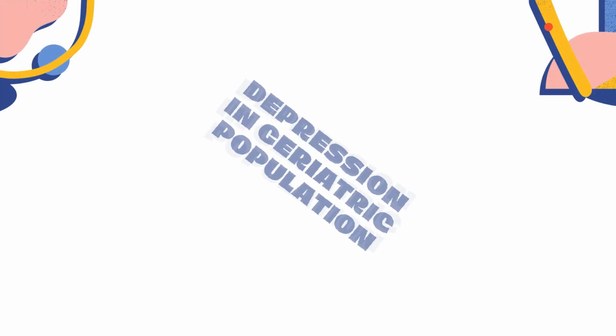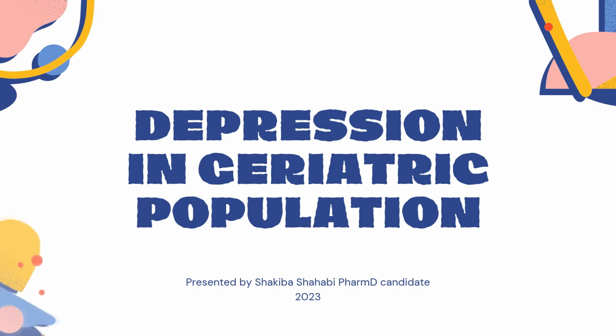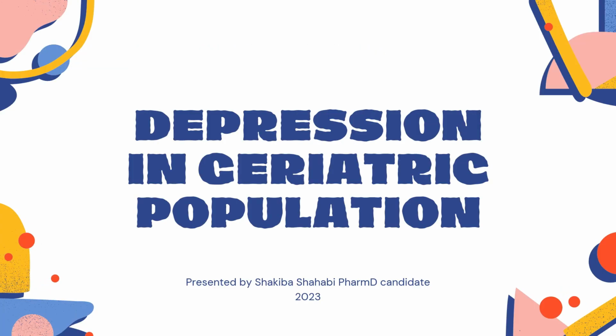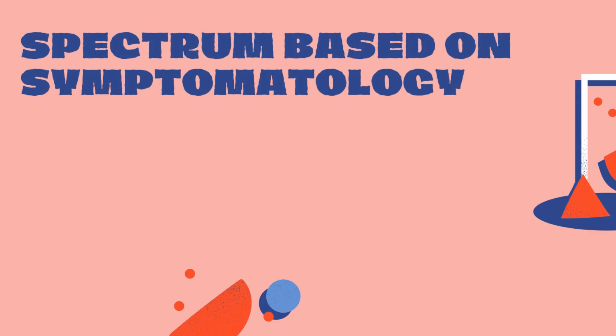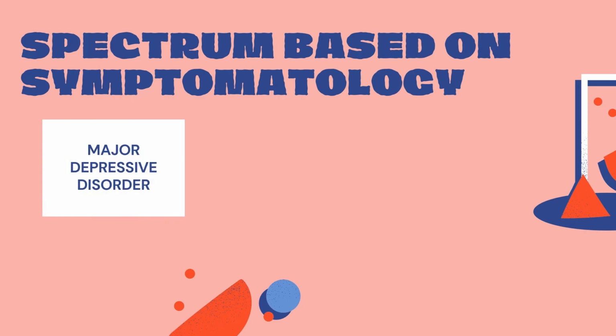Today we'll be going over depression in the geriatric population. Depression can be seen in 5% of the general community, 13.5% of home care facilities, and 11.5% in patients that are hospitalized. Some types of depression include major depressive disorder.